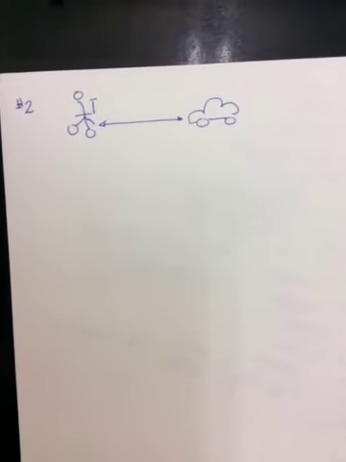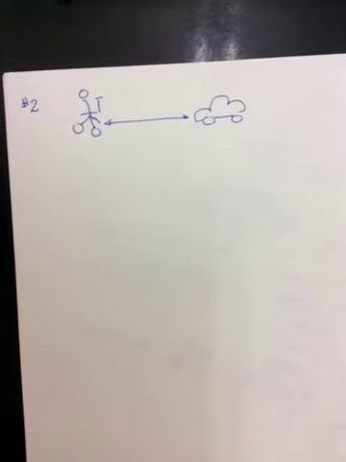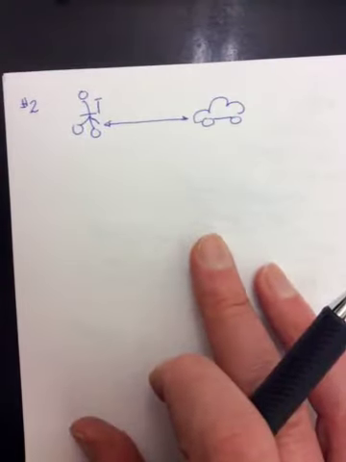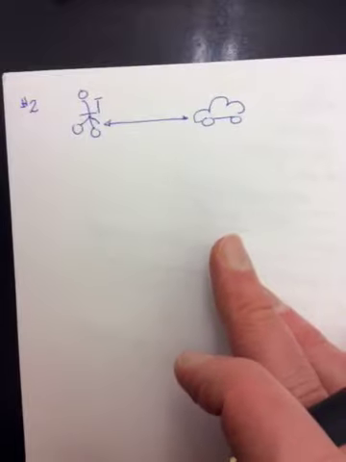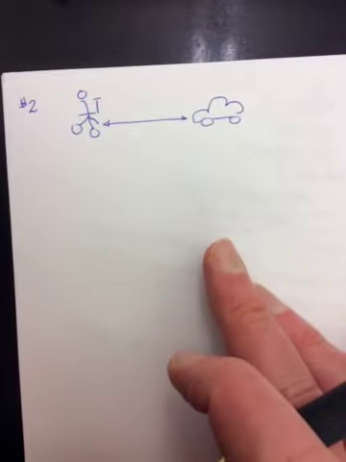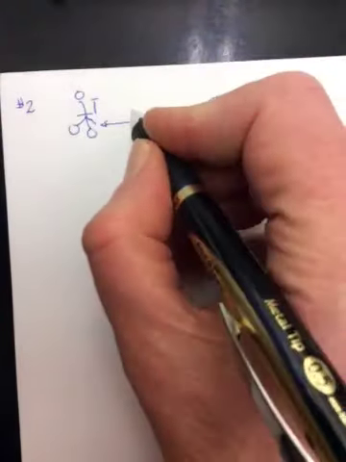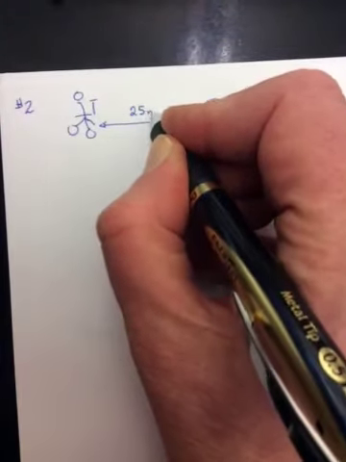Okay, number 2. A car and a motorcycle, this is from the last of the acceleration and free fall questions. A car and a motorcycle start from rest on the same straight track at the same time, but the motorcycle is 25 meters behind. So this distance is 25 meters.